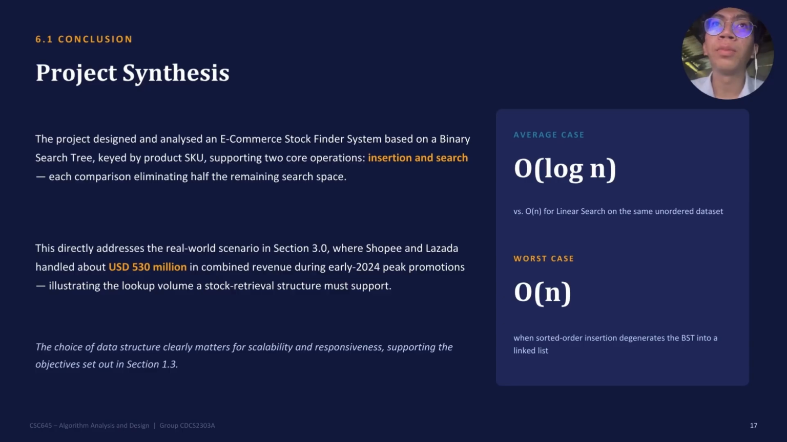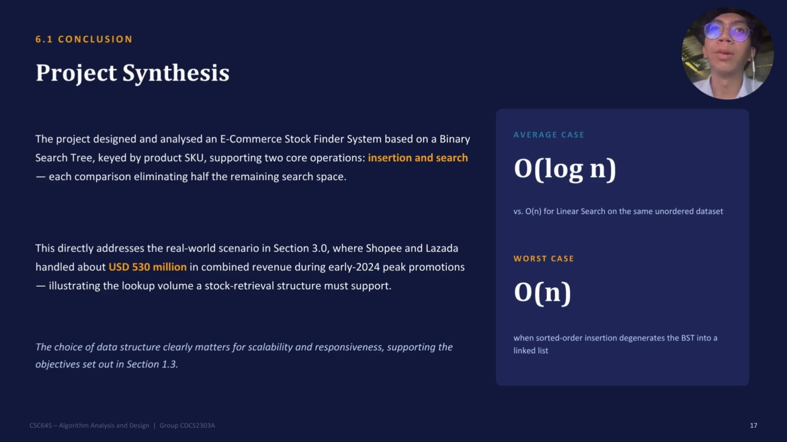To sum up, we built a stock finder system using a binary search tree with each product's ID as the key. It can do two things: add new products and search for them. Each time it searches, it cuts the remaining choices in half, which is why it's fast. This connects back to our earlier example, Shopee and Lazada making 530 million US dollars during peak sales, which shows just how many searches a system like this needs to handle.